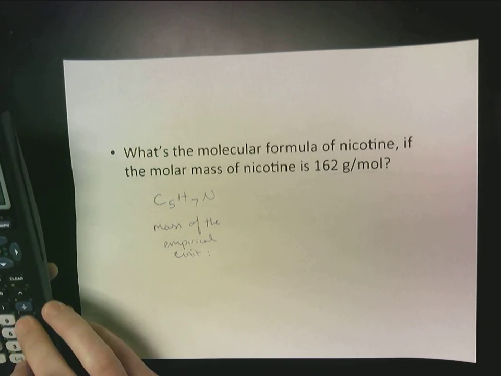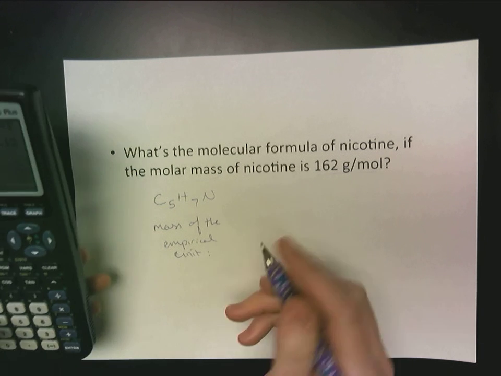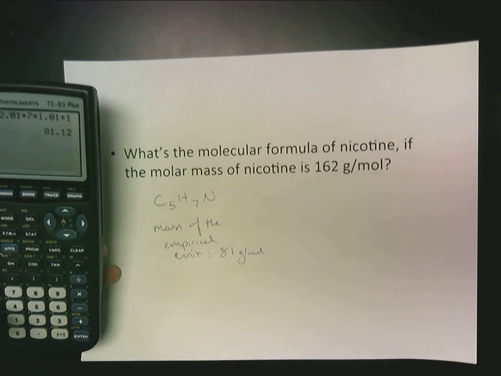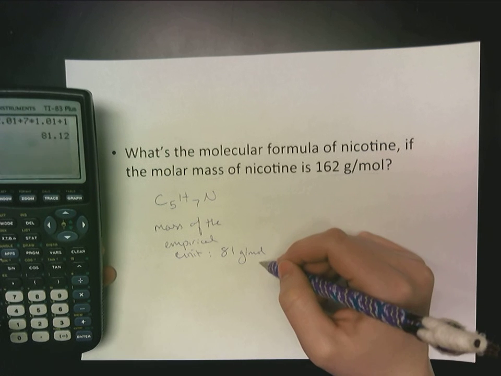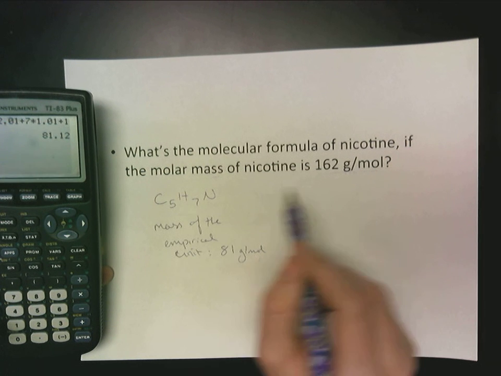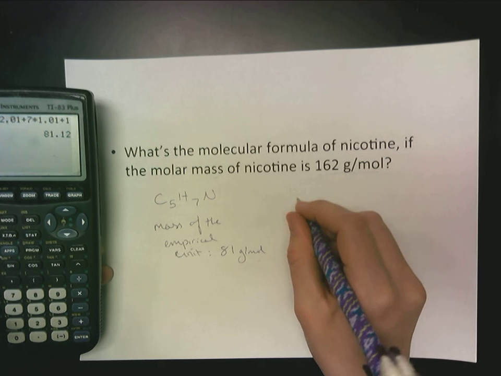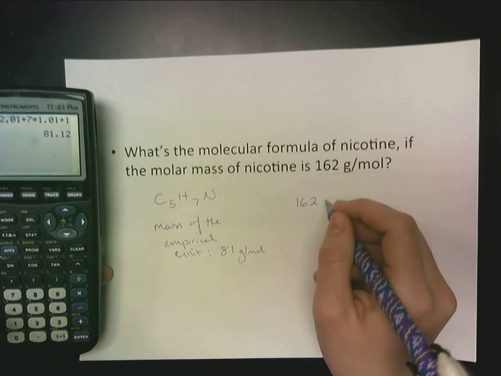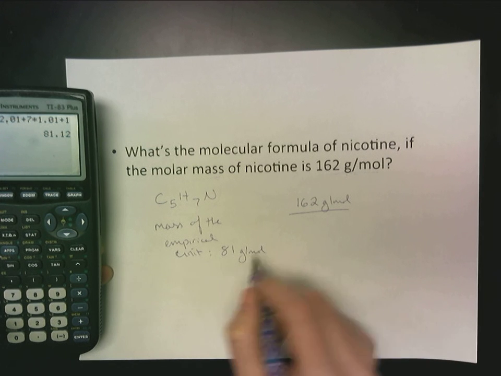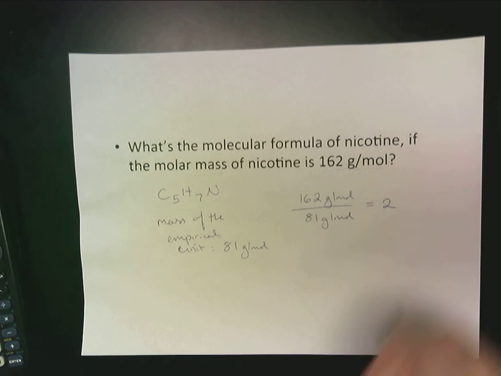Okay, and the mass of the empirical unit is 5 times 12.01 plus 7 times 1.01 plus 14.01. And so the mass of the empirical unit is about 81 grams per mole. And I want to figure out what the empirical formula's relationship is to the molar mass of nicotine. I essentially want to see how many of these units go into the overall molecule. So I'm going to do that by dividing the molar mass of the nicotine, the whole, by this piece that I know exists in the whole. And of course I see that this ends up being 2.